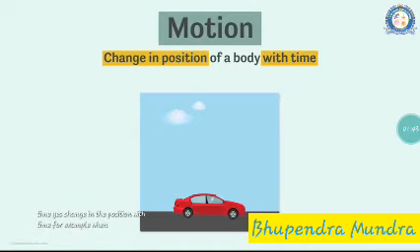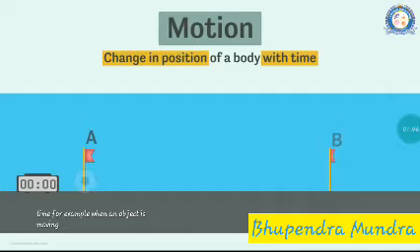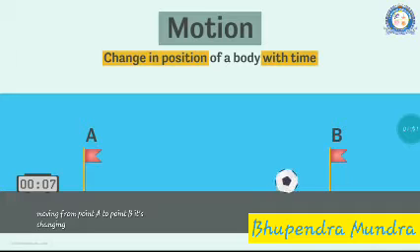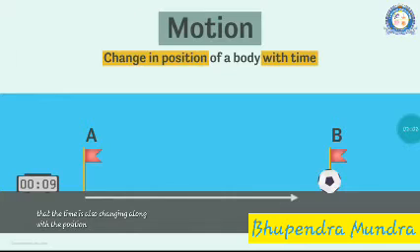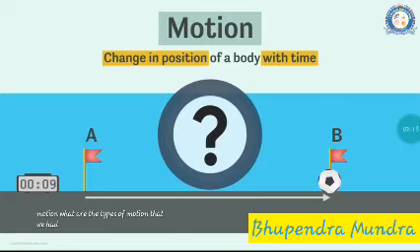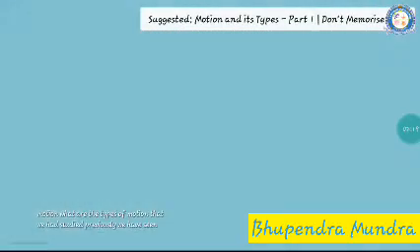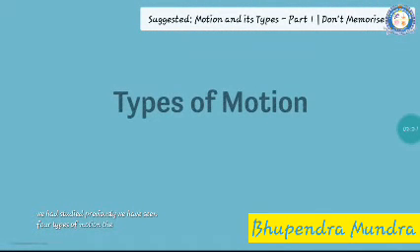For example, when an object is moving from point E to point B, it's changing its position with time. We saw that the time is also changing along with the position. So it is undergoing motion. What are the types of motion that we had studied previously? We have seen four types of motion.